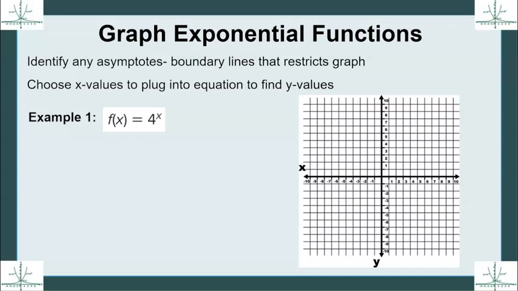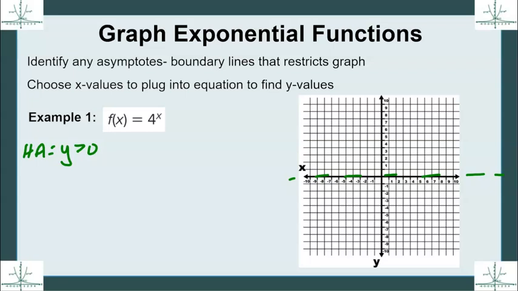The y-value cannot be a negative number because we're not dealing with any negative bases here or anything like that. So the y-value is always going to be above 0. So f of x equaling 4 raised to the x power, my horizontal asymptote, so HA, is going to be y is greater than 0. So if I want to identify that on my graph, it's just going to be a horizontal dashed line across my x-axis.